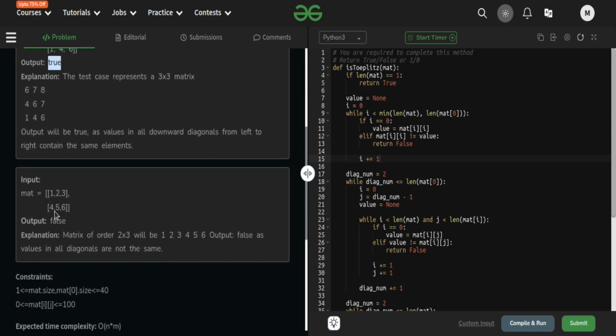In the second example, if you see, the diagonals are not same. 1 and 5 are not equal, because of which it does not adhere to the properties of Toeplitz matrix, because of which we are returning false. So that's about the problem statement, folks. Now let us discuss the solution of this problem.